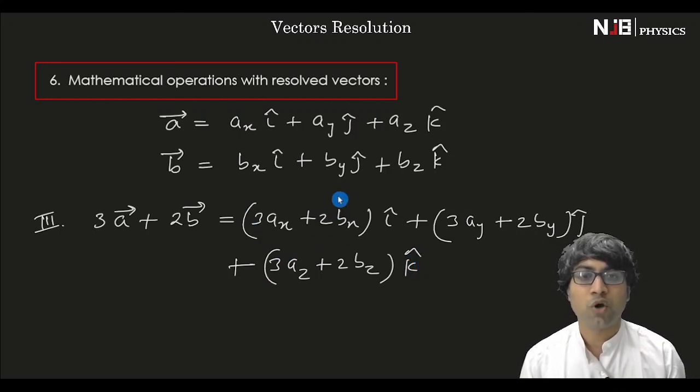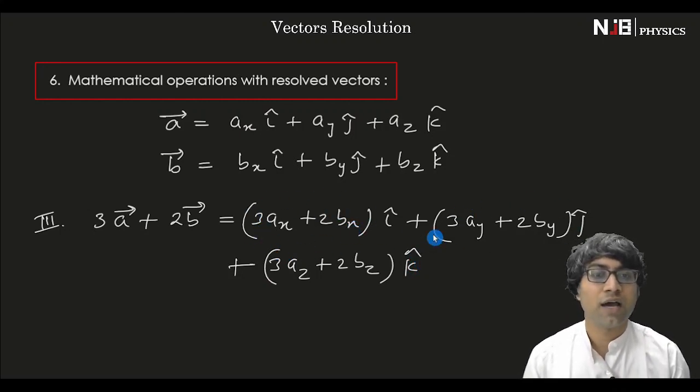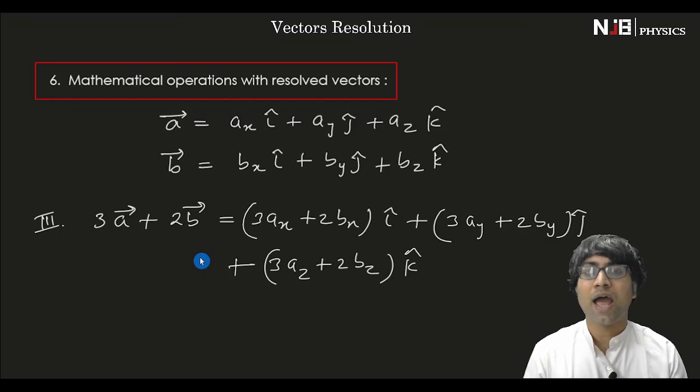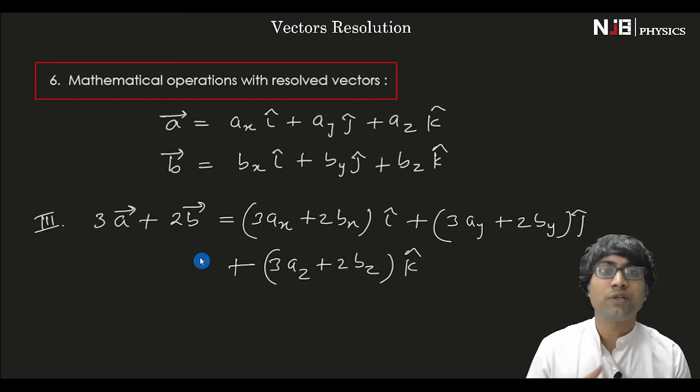Now you can call these components cx, cy and cz, and you can actually find the magnitude of this resultant vector, which is 3a vector plus 2b vector. Or if you want to find the direction cosines or the unit vector in the direction of 3a plus 2b, you can also do that. So you have seen that in this manner, the resolution of vectors actually helps us. It is convenient for us to add two vectors, or in fact more than two vectors. It is very convenient to use the resolution of vectors.